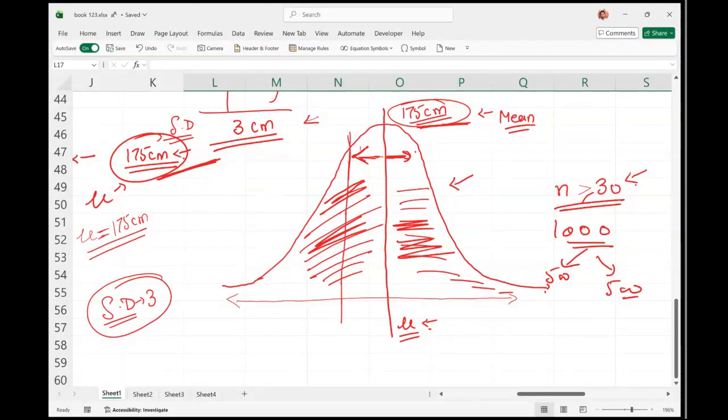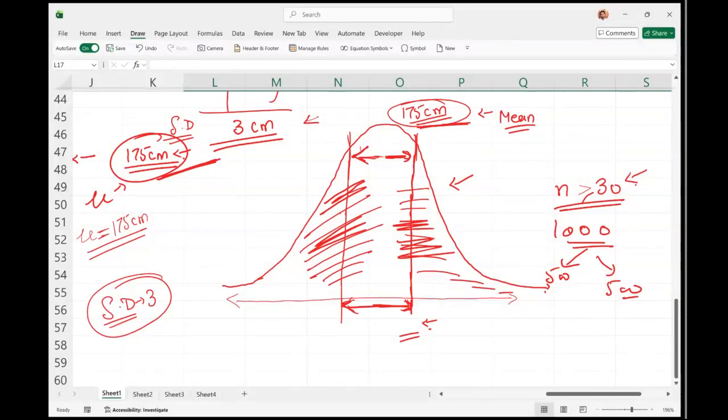Within one standard deviation to the left and to the right, 68% of the data will lie between one standard deviation to the left and to the right of the mean line. So what does that mean? This was the mean line. Let me just redraw it, the mean line, with a different color.